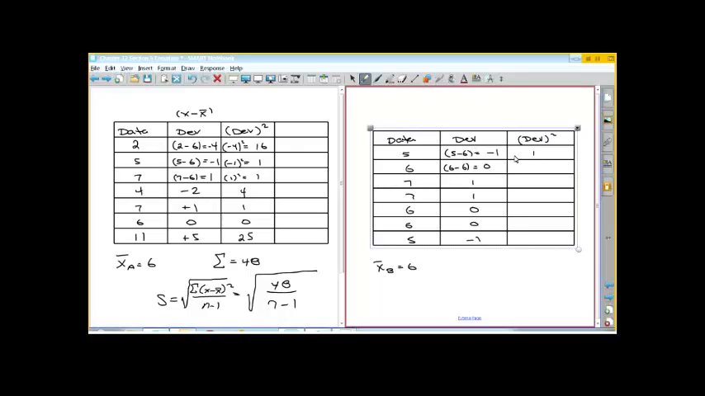And if I square them, I'll get 1. So here I'm taking negative 1 squared. Let me write that again.